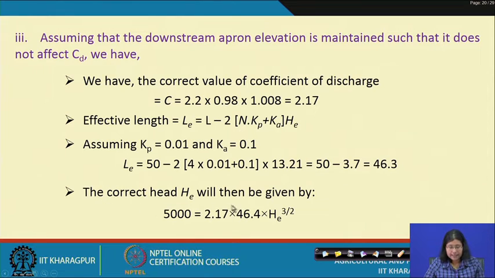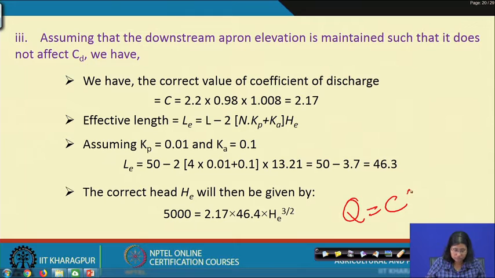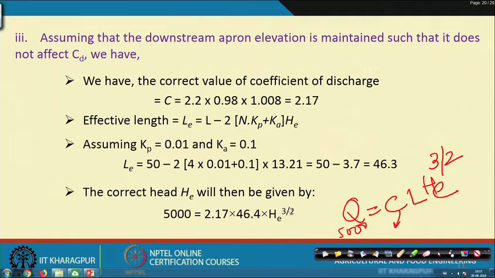Now, the correct head HE is given by the following equation. So, we plug everything back in the equation of discharge, that is Q equal to, and we plug everything here. C is 2.17, L of the channel is 46, and the discharge is 5000, and then we solve for HE.